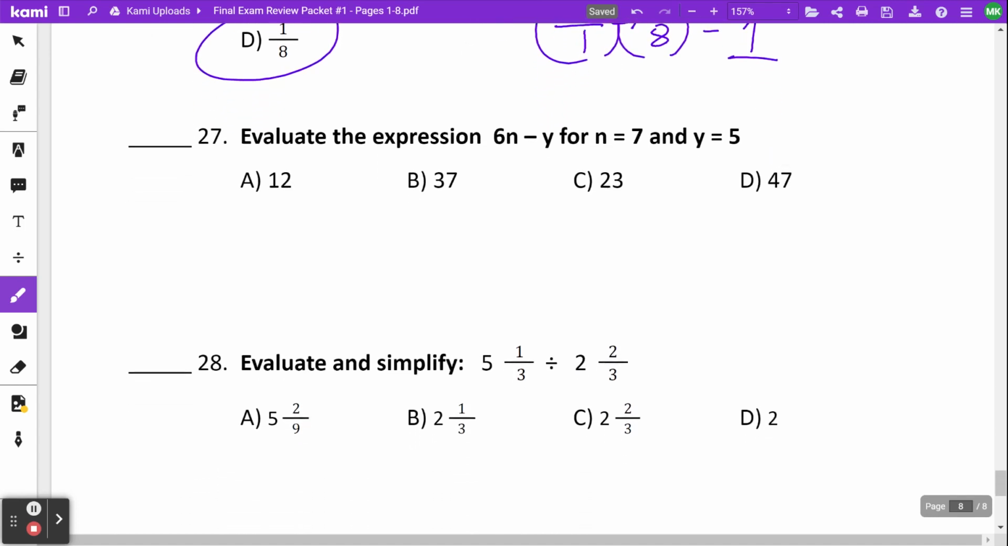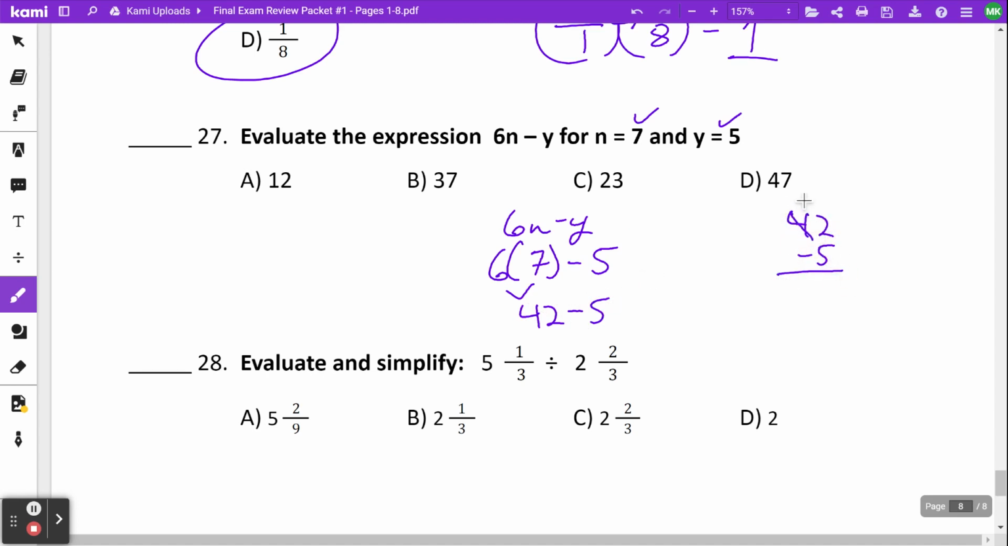Evaluate 6n minus n equals 7, y equals 5. So I'm just going to write it first, nice and neat. And then comes my n, which is 7. Then minus my y, which is 5. Then I multiply, I get 42 minus 5. So I just have to pull that off, right? 42 minus 5. There's a 3. What is that? A 7. And then 37. So 37. And there it is. Choice B is 37.